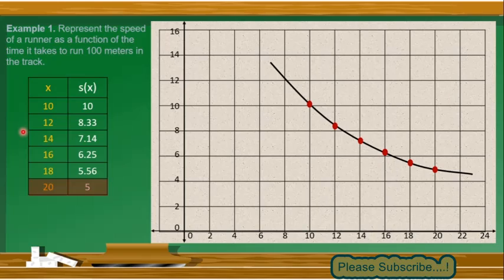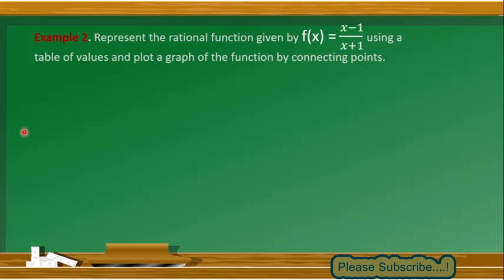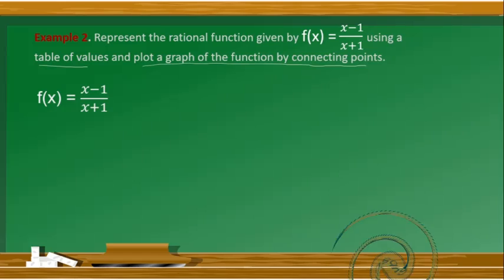Okay, to understand it more, let us take the second example. The second example: represent the function given by f of x equals x minus 1 over x plus 1 using a table of values and plot a graph of the function by connecting points. So these are our tasks now. We're going to make a table of values from this function and plot those points in the Cartesian plane.